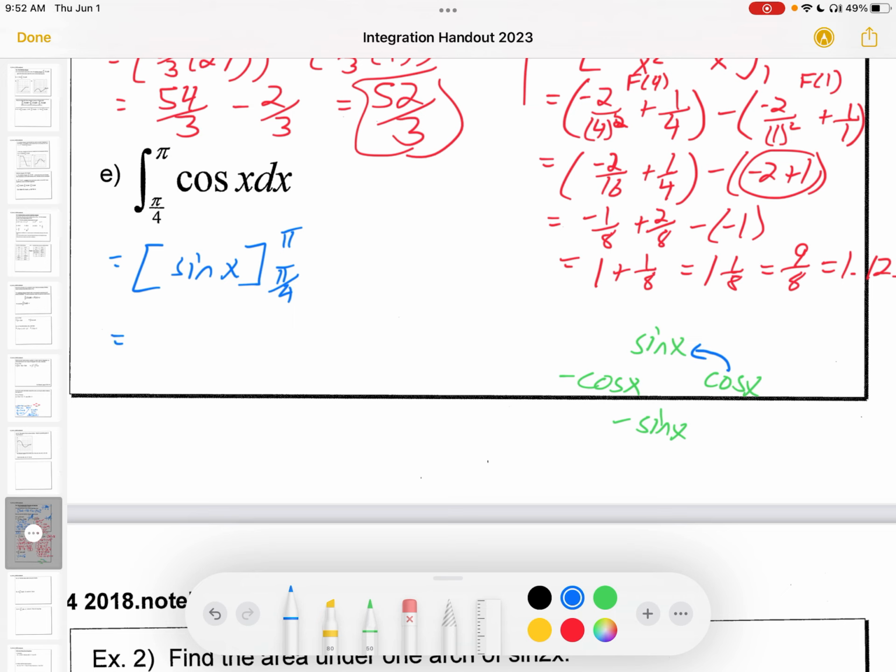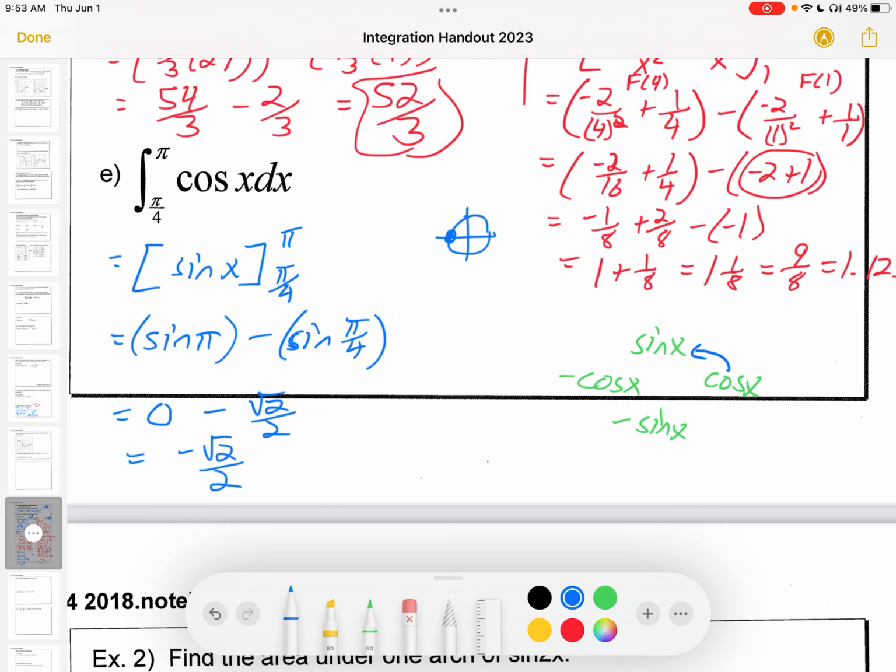And again, just sub in. That's sine of pi minus the sine of pi over 4. Well, let's see. The sine of pi would just be 0. The sine of pi over 4 is root 2 over 2. Okay. So this whole integral should be negative root 2 over 2.